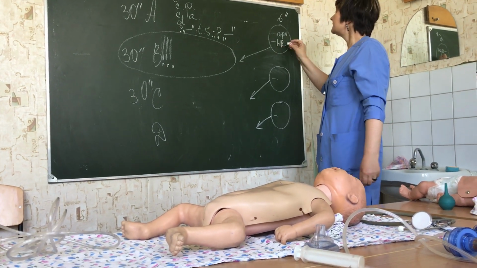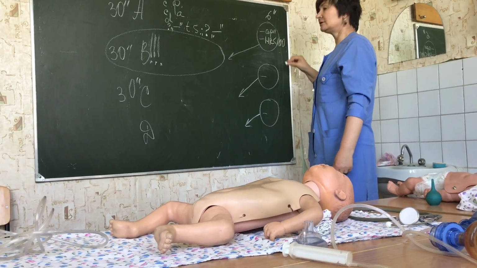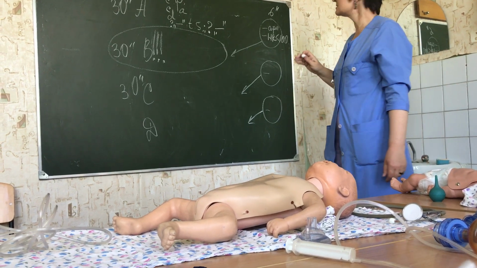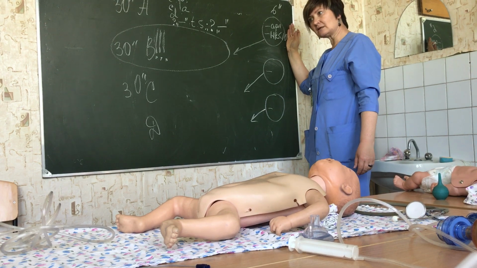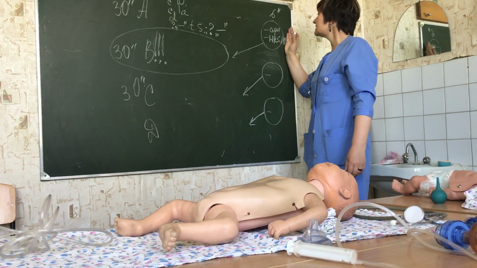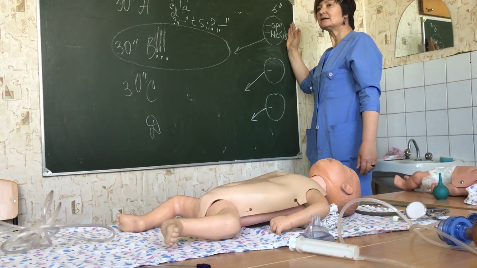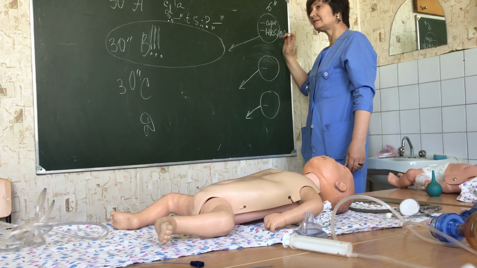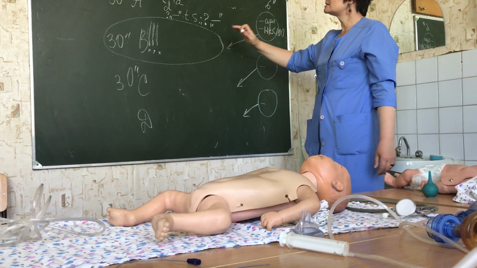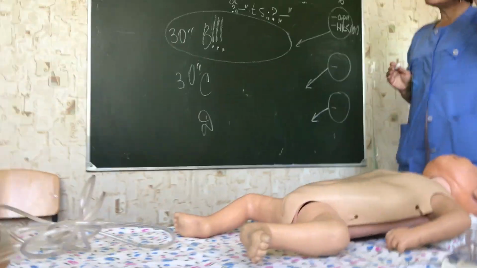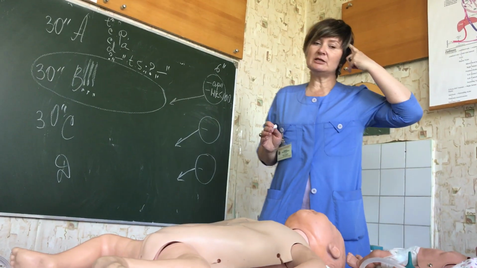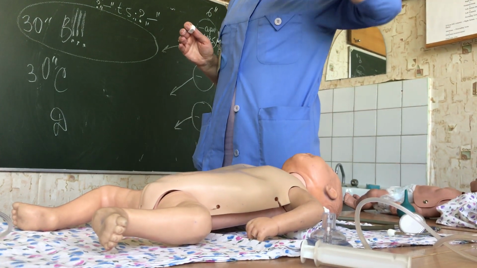Yes. If heart rate is less than 100 per minute, what is 100 per minute? This is less than 10 per 6 seconds, yes? If heart rate is less than 10 in 6 seconds, if heart rate is less than 100 per minute, this is the second indication for step B. But you remember, the general aim of neonatal resuscitation is prophylaxis of hypoxic complications.